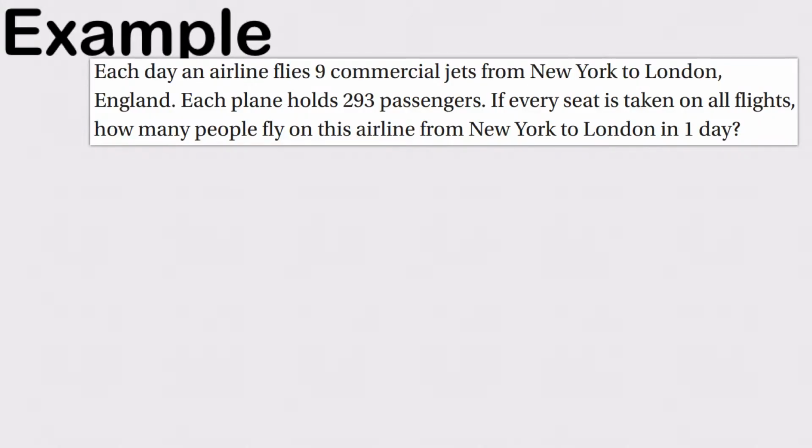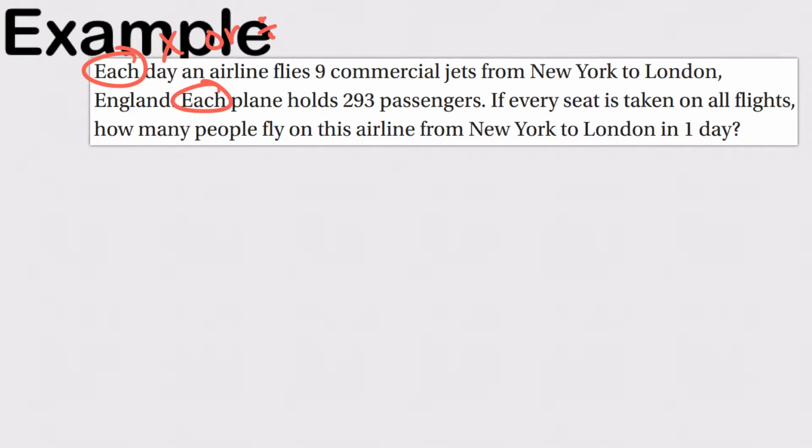And here's an example. Each day, an airline flies 9 commercial jets from New York to London, England. Each plane holds 293 passengers. If every seat is taken on all flights, how many people fly on this airline from New York to London in one day? Now, one massive clue that I see here is the word each. When you see the word each, that means you're probably going to be multiplying or dividing in that problem.